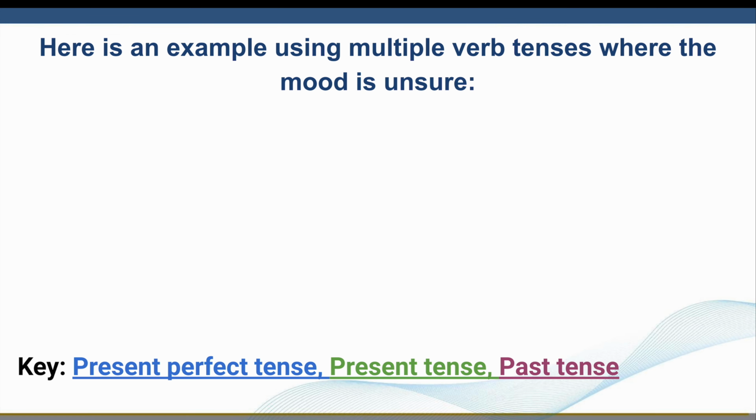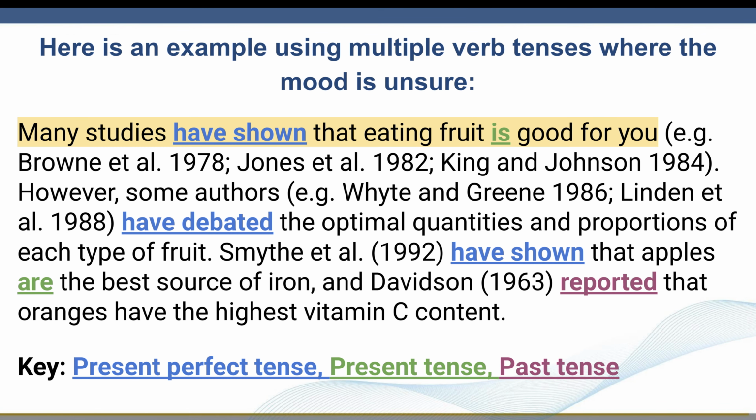Here is an example using multiple verb tenses where the mood is unsure. Many studies have shown that eating fruit is good for you. However, some authors have debated the optimal quantities and proportions of each type of fruit. Smith et al. have shown that eating apples is the best source of iron, and Davidson reported that oranges have the highest vitamin C content. Because there are multiple verb tenses being used, there is a sense of doubt.